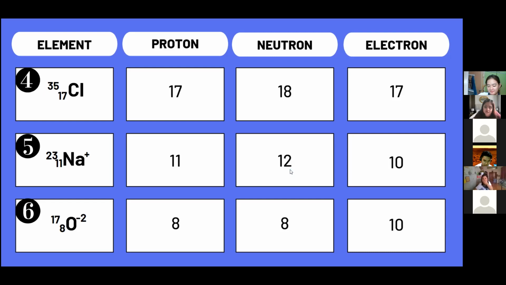So to get the electron of oxygen, meron tayong negative 2 charge. So sa pag-solve natin diyan, ang atomic number niya is 8 minus negative 2. So pag negative tsaka negative, it becomes positive, 'di ba? So kung 8 minus negative 2 is equals to 10. Kaya naging 10 ang kanyang electron.